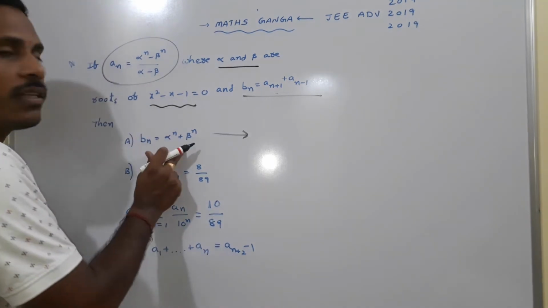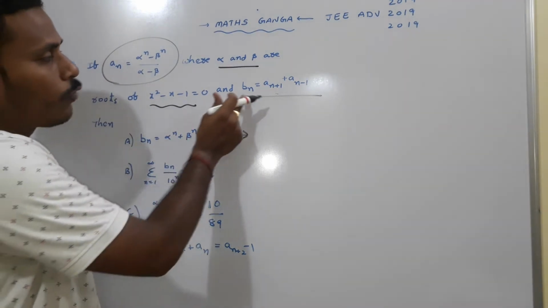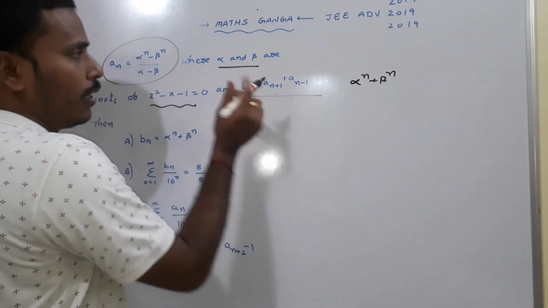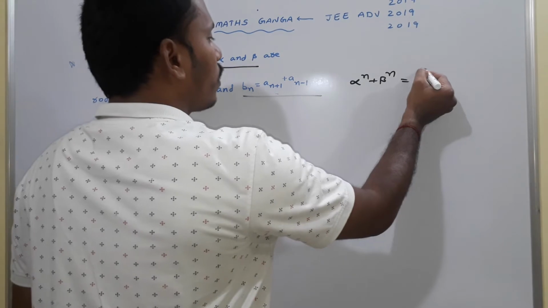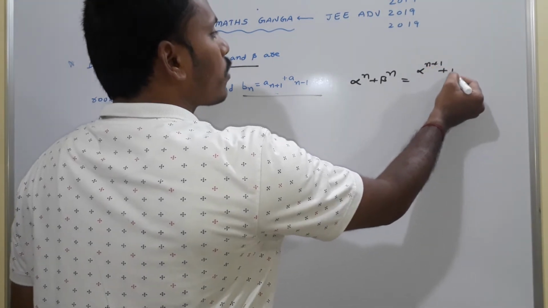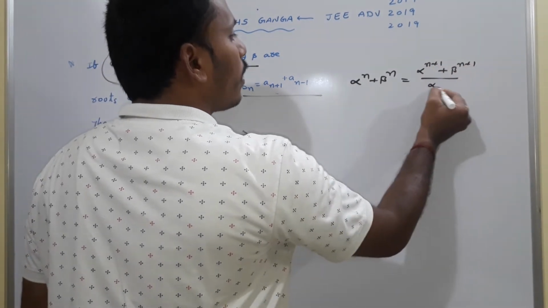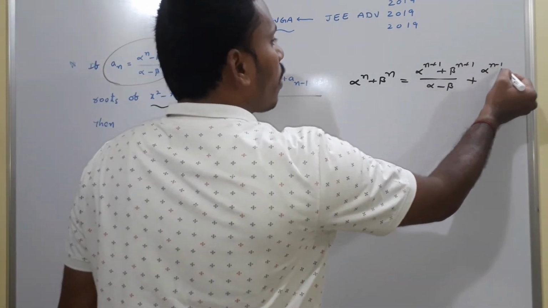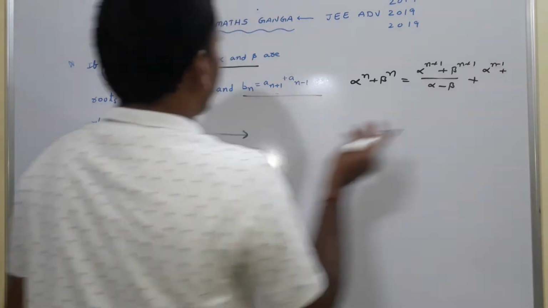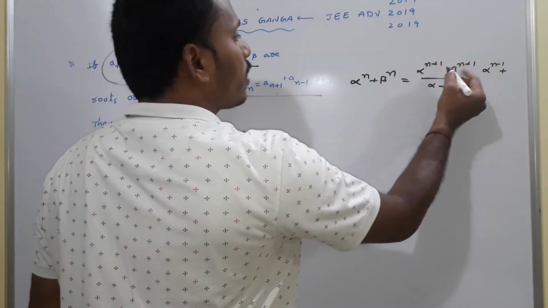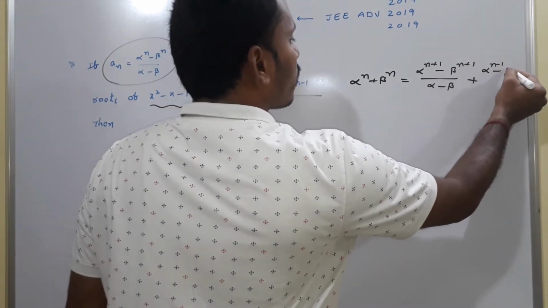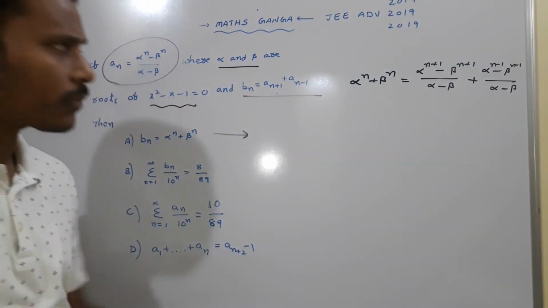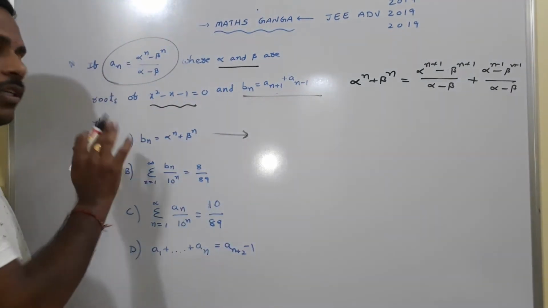Since bn is alpha power n plus beta power n, if you replace here, what I have, alpha power n plus beta power n, bn is equals to an plus 1. An plus 1 is alpha power n plus 1 minus beta power n plus 1 by alpha minus beta plus an minus 1, which is alpha power n minus 1 minus beta power n minus 1 divided by alpha minus beta. If it is true, then option A is our answer.